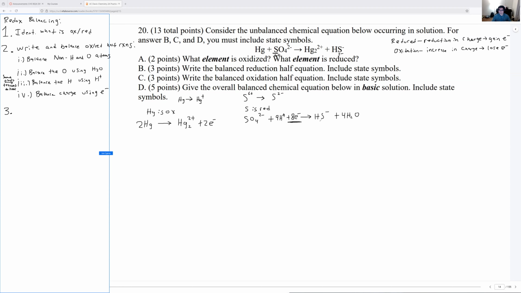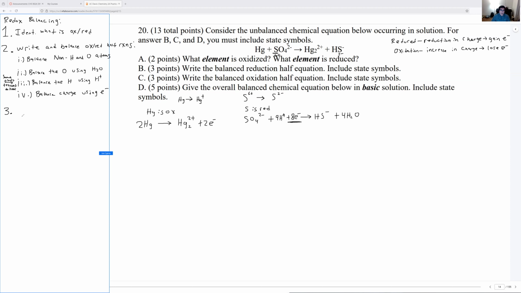They're going down in charge. If it's not on the reactant side, it's not a reduction reaction. So please be careful. Please don't make this mistake on your test. I see this all the time. Reduction, electrons are on the left, on the reactant side. Oxidation, they're on the right. They're a product, right? They're given away.